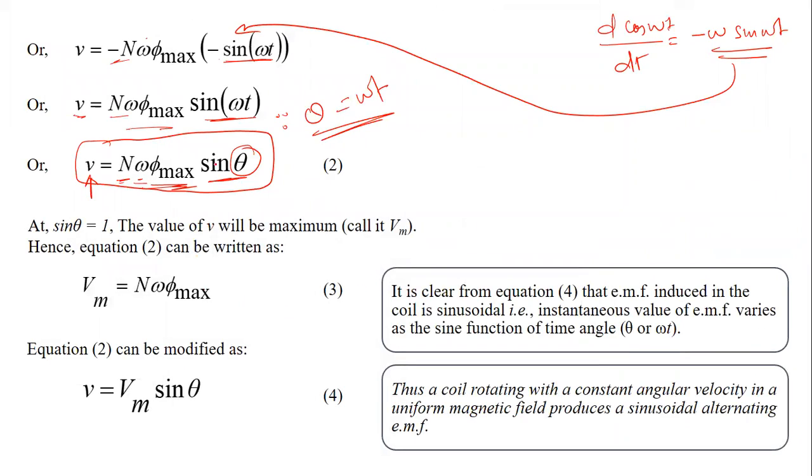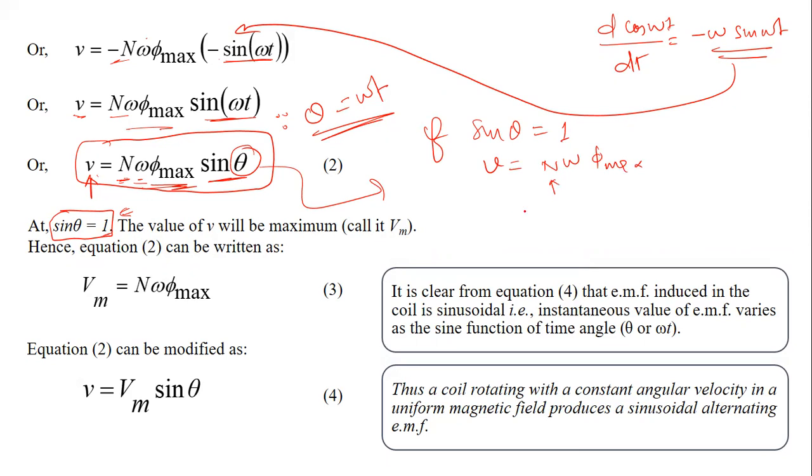So now, on solving this equation, we come to one observation: sine theta could be maximum 1 and minimum minus 1, as per the trigonometric functions. So it ranges between -1 and 1, and the maximum value could be 1 here. By putting 1 here, we get v is equal to n omega phi max. So in this equation, if sine theta is equal to 1, v is equal to n omega phi max.